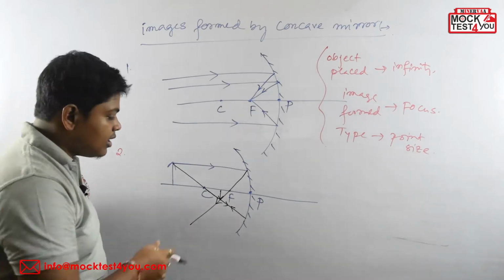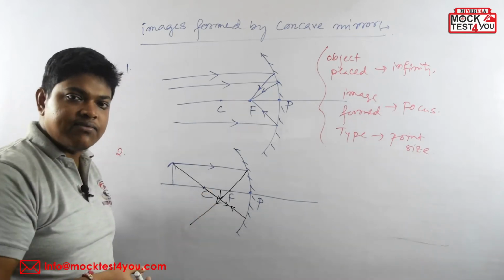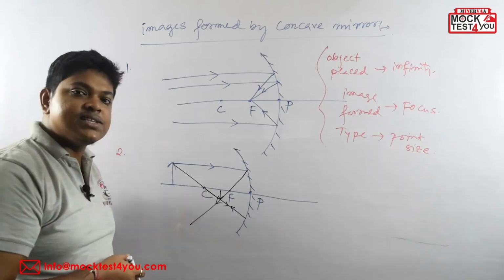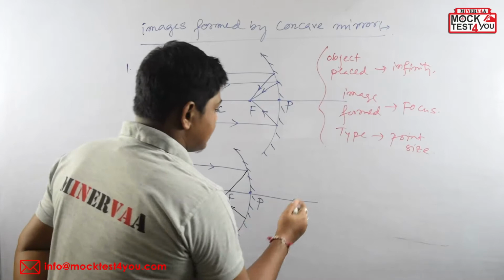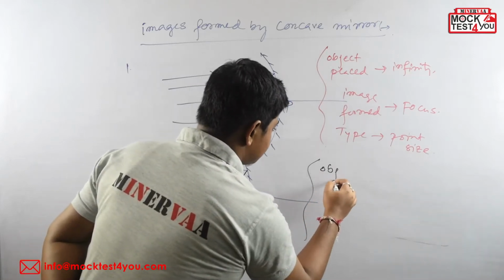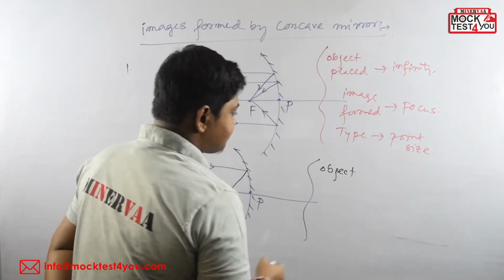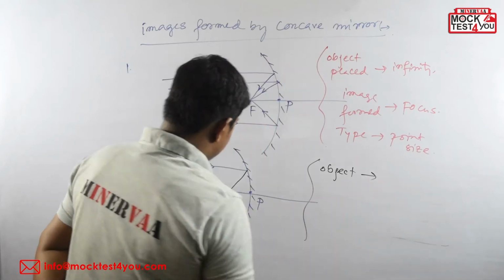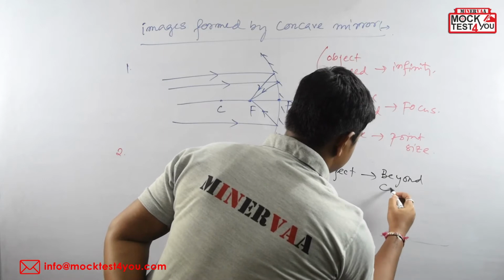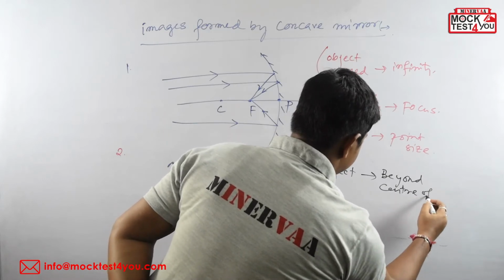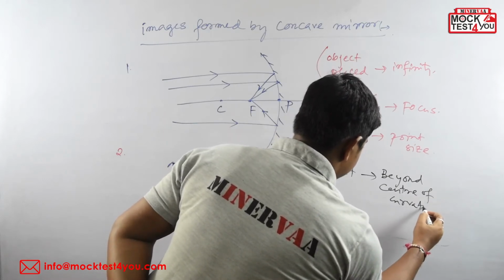At the intersection point of these two light rays we are getting an inverted image, and that is also small in size. So that's some of the things you have to remember in this case. These 3 things: the position of the object, you can say, the object was placed beyond the center of curvature.